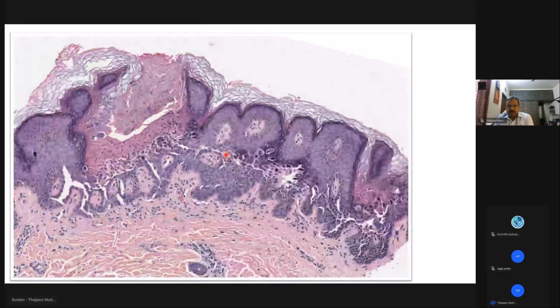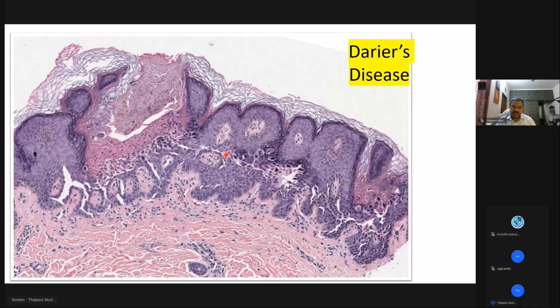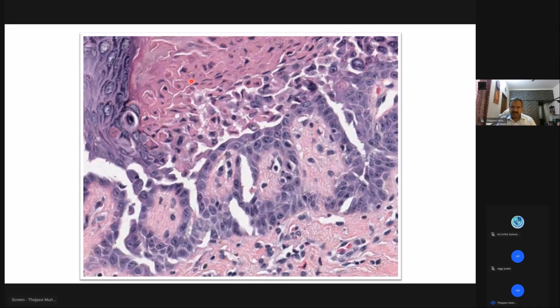There are some more diseases with suprabasal bulla with extensive acanthosis, and you have corps ronds or grains, what we call. This is seen in Darier's disease. You can see these grains here, corps ronds over here, and grains over here. Okay, this is nothing but Darier's disease. Again, this can involve the face, and it is a very grievous disease, it can create a very dysmorphic image of the patient actually.